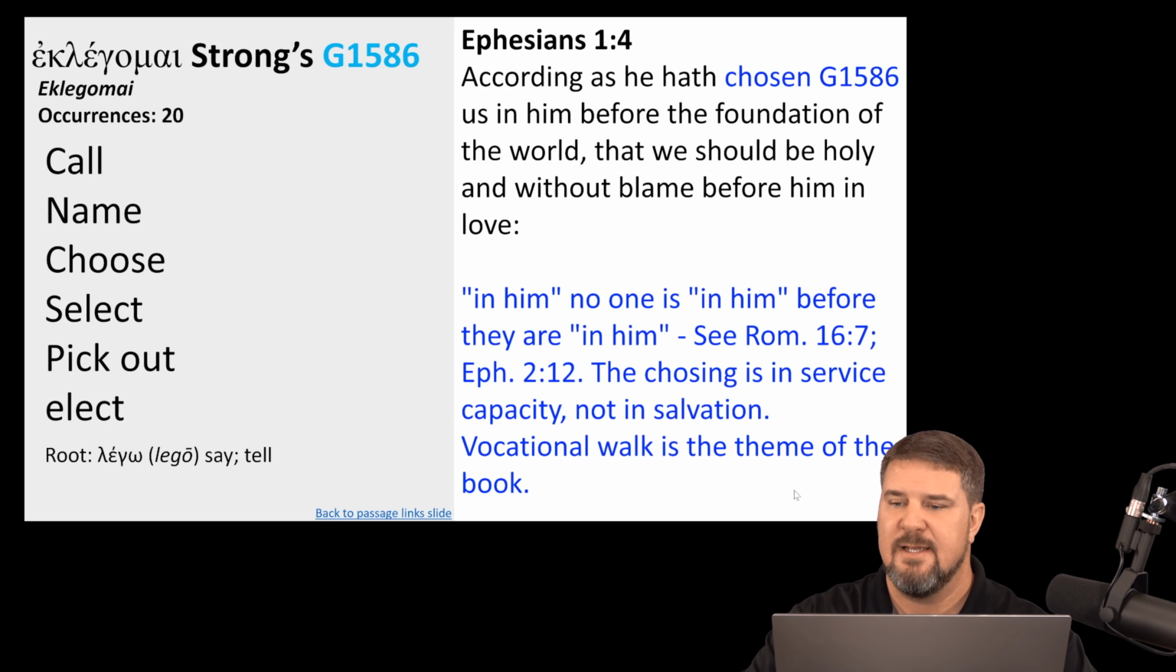Ephesians 1:4, according as he hath chosen us in him before the foundation of the world, that we should be holy and without blame before him in love. In him, no one is in him before they are in him. See Romans 16:7 and Ephesians 2:12. The choosing is in service capacity, not in salvation. The vocational walk is the theme of this book. And what's the service capacity? That we should be holy and without blame before him in love. That's the service capacity, not for salvation.